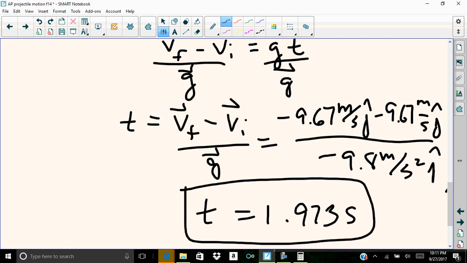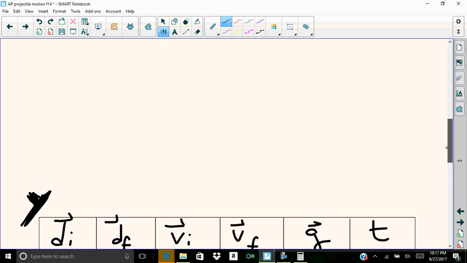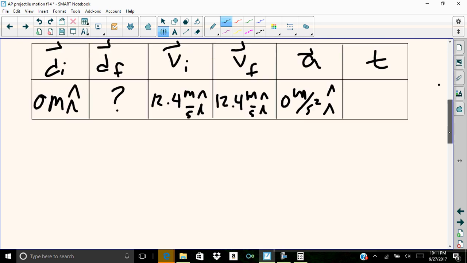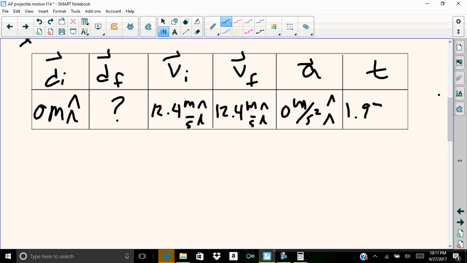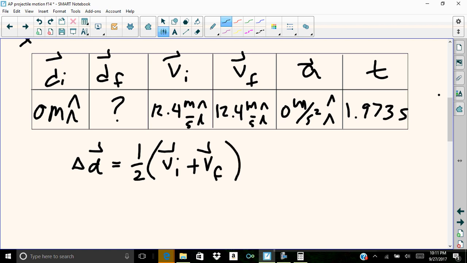So this is the time I'm going to use in the x direction, and it's 1.973 seconds. Now I can solve for my range or my total displacement in the x direction. I'm going to go ahead and use another formula, just to show you there are 2 different formulas you can use here. So I'm going to use delta D is equal to 1/2 times V initial plus V final times T.